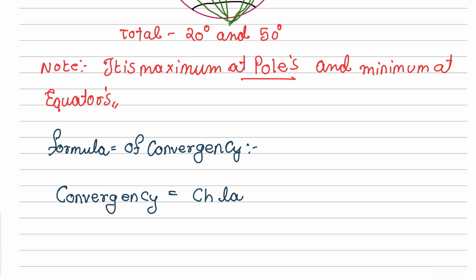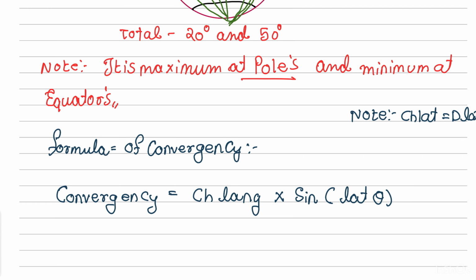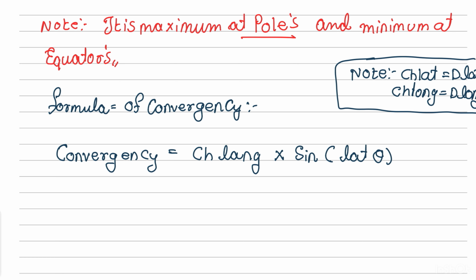Convergency is equal to d-long into sine of that latitude, meaning the latitude at which the value is given. Some people know d-lat and d-long; do not confuse d-long, d-lat, and d-long. If you know this type of earth distance calculation, I'm 100% sure you can solve every convergency problem. So just make a note in your book, and we will go through it.